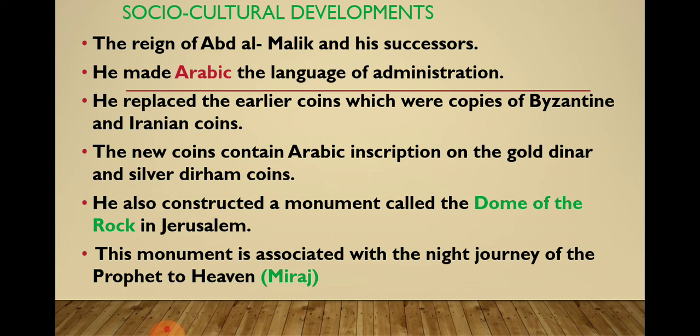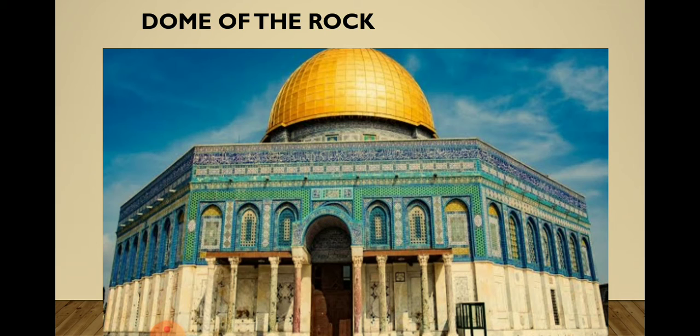Another thing is that he constructed a monument in Jerusalem called the Dome of the Rock. The Dome of the Rock represents the night journey of Prophet Muhammad to heaven, which we call Miraj. It is a mosque. You can see the image of the Dome of the Rock, made in Jerusalem, which gives the details about the night journey of Prophet Muhammad to heaven, the incident we call Miraj.